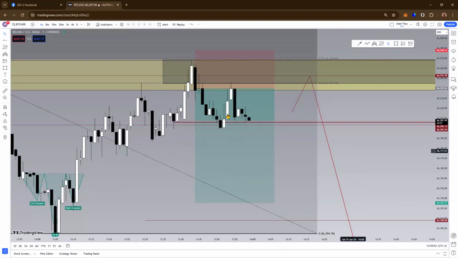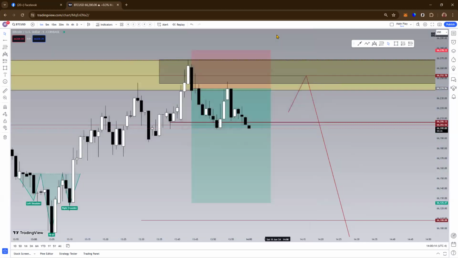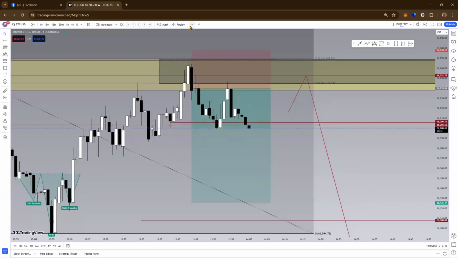Because in order for the market to continue to go higher, it's got to break this high over here. So the highs and the lows of the market. Let me show you. Let me delete this. That was a Fibonacci. Let me put it back. Actually, let's get rid of it.